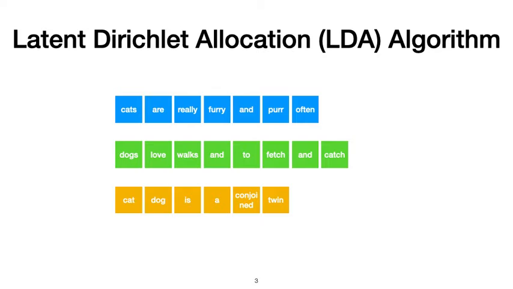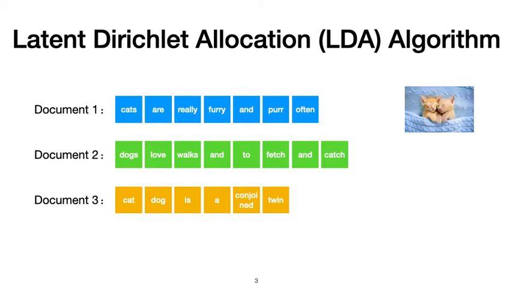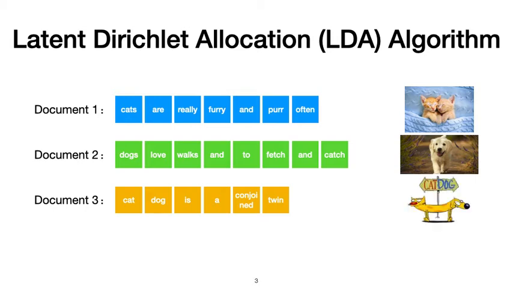Latent Dirichlet allocation, or LDA, was an algorithm historically used to model text corpora, made up of many different documents. Here we have three. Cats are really furry and purr often. Dogs love walks and to fetch and catch. And cat-dog is a conjoined twin. The goal of LDA then would be to tell us that first, document 1 is primarily a cat document. Document 2 is primarily a dog document. And document 3 is a cat-dog document, a mixture of both cat and dog.